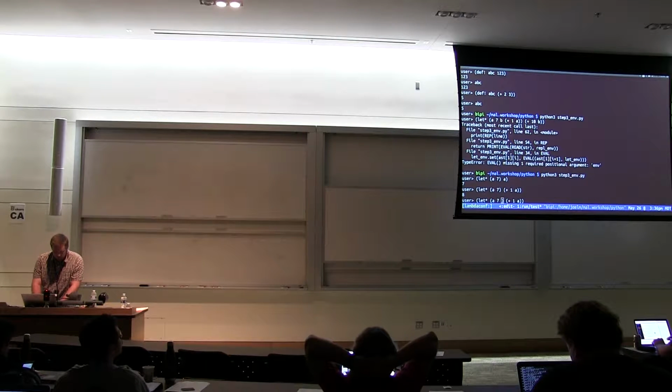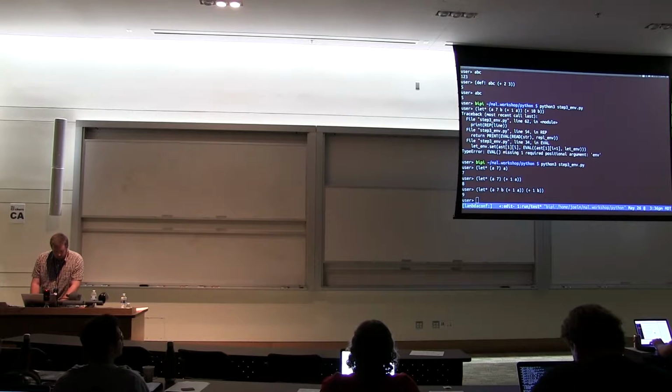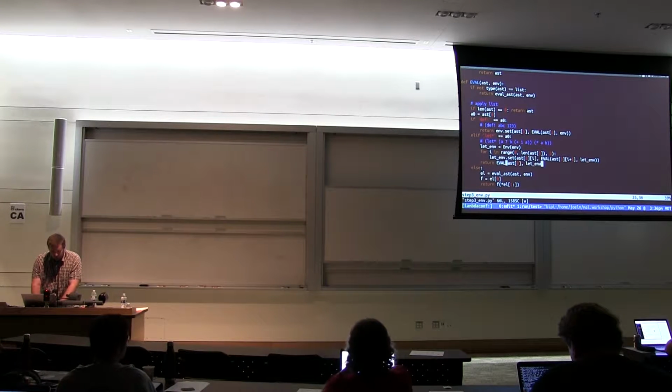And then also make sure that we're evaluating the right-hand side of the bindings, the even positions. So let's do that. Okay, so A was bound to 7, B was bound to A plus 1, and then the final value of the let is B plus 1. So that's why we have 9 there. Okay. So that's step 3.